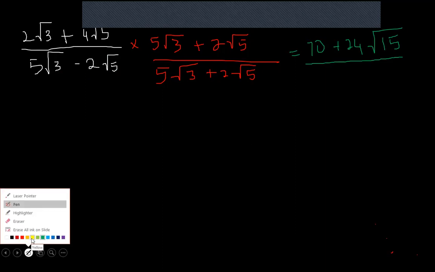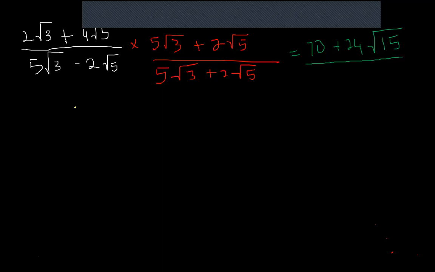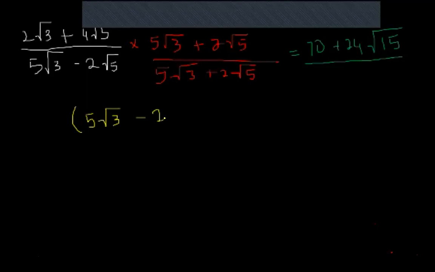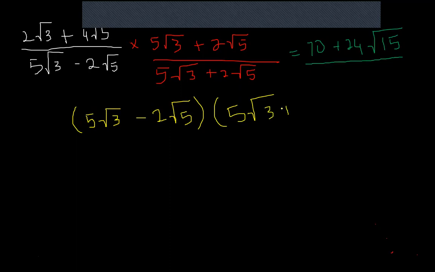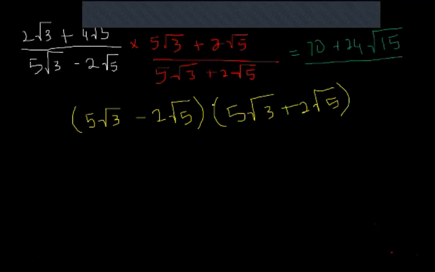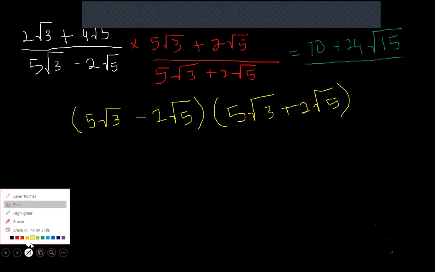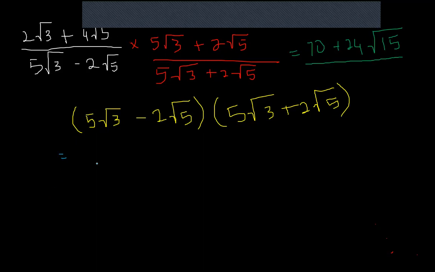So let me do the long way first, and then I'll show you the shorter way. I showed you the short way in the last class, but I'm not sure if you would remember that. Minus 2 root 5. This is the denominator. This multiplied by this, and 5 root 3 plus 2 root 5. So this is the long way. You could use the distributive law and expand these brackets. So what would I get? First, it's 5 root 3 times 5 root 3. That would give me 25 times 3.